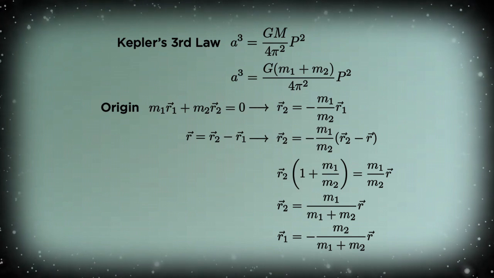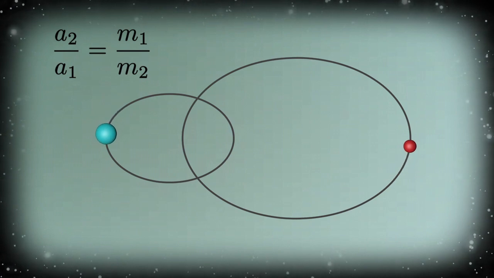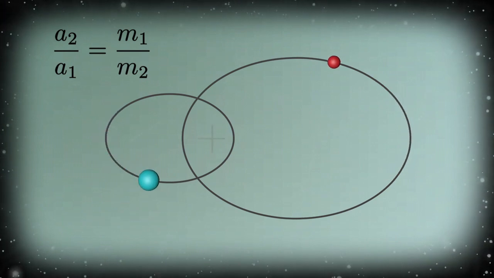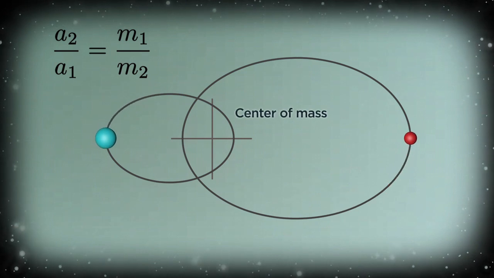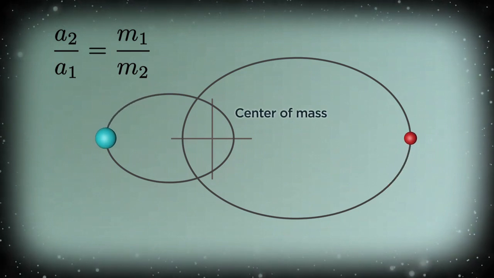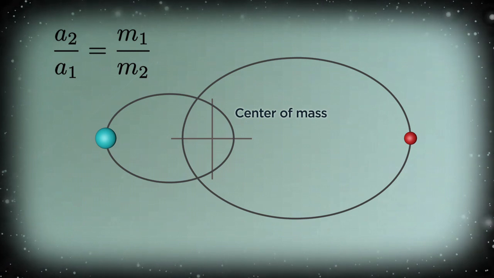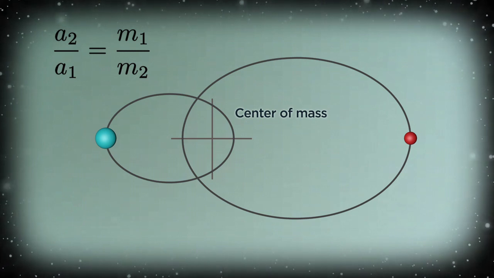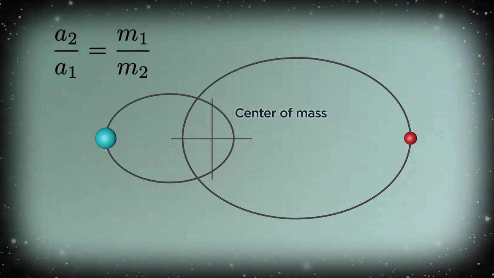So now we can visualize what's going on. Each star moves in an ellipse, and the two ellipses have a common focus, the center of mass. The size of each ellipse is proportional to the other star's mass. So the ratio of semi-major axes, A2 over A1, equals m1 over m2. That makes sense. The heavier body doesn't move as much.